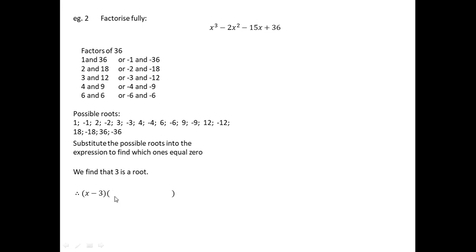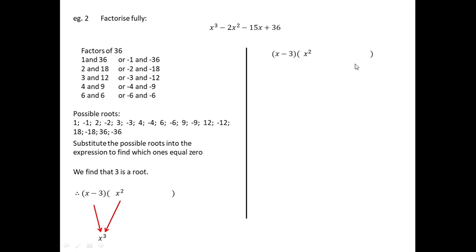Now I need to work out what would go in this mystery trinomial so that this bracket times that trinomial gives me our original cubic expression. We know that the first term of the binomial multiplied by the first term of the trinomial must give me that x cubed from there. So what must this number be? It must be an x squared.